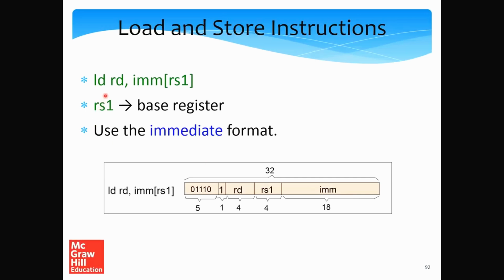Just to repeat, the load instruction has a register destination RD, which is saved over here. It has a base register, which we are using as the first source register rs1. It has an immediate, which we are considering to be the second operand.